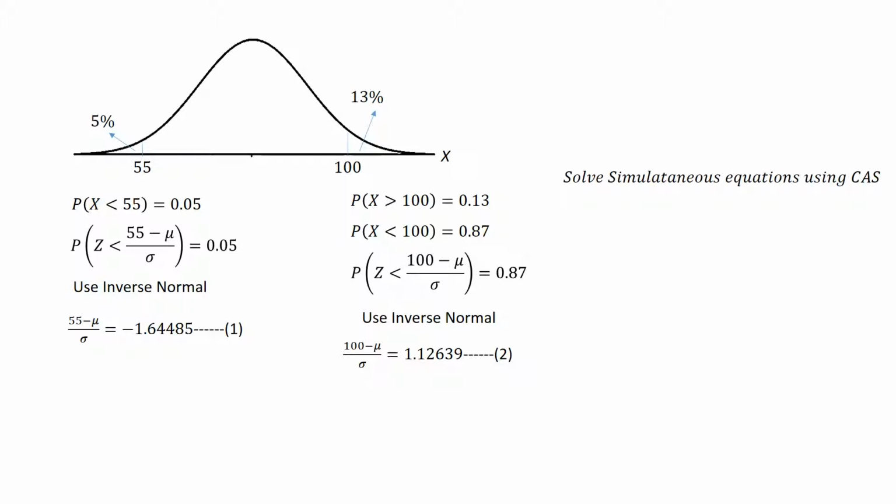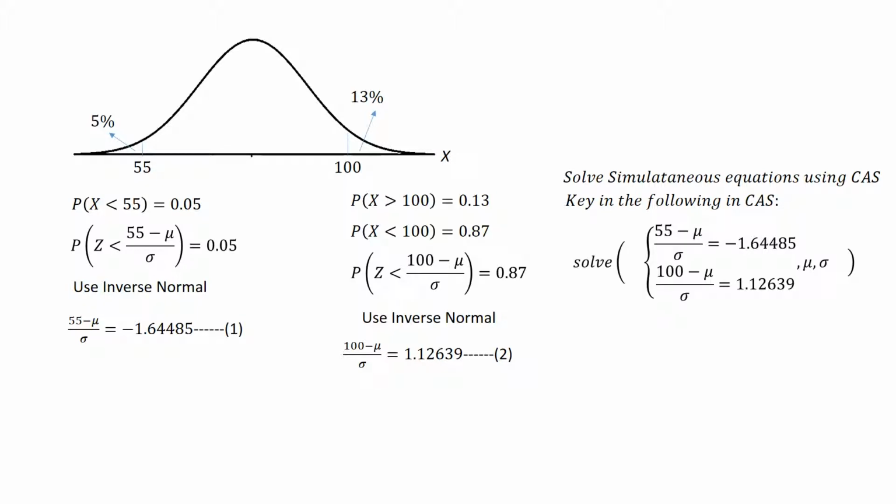Lastly, we need to solve the simultaneous equation to find the mean and standard deviation. So we can use CAS calculator to do that. So we can solve the equation by key in the following command. And finally, we can get a mean of 81.71 and a standard deviation of 16.24 minutes.